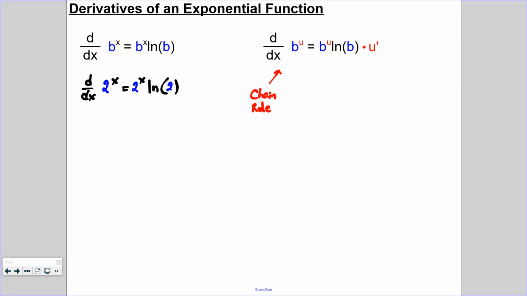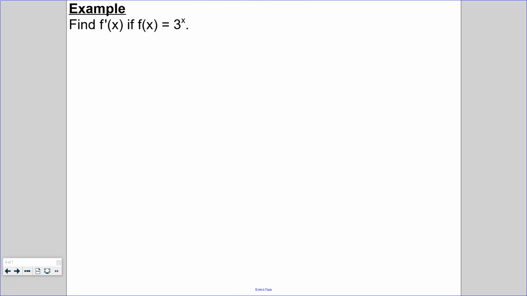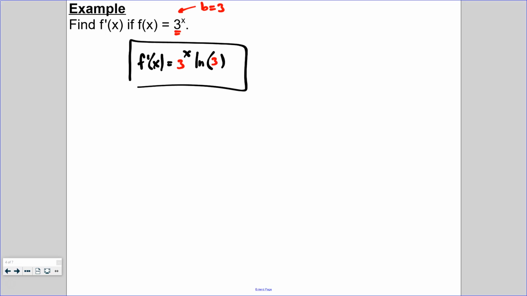So let's go ahead and look at an example. So here we want to find the derivative of 3 to the x power. So the first thing we want to identify here is what our b value is. And we can see that our b value is going to be 3. So when we take the derivative f prime of x, that's going to equal our b value, which is 3, raised to the x power, and then we're just going to multiply this by the natural log of b, which again is 3. And there we go. There's our derivative. 3 to the x times the natural log of 3.